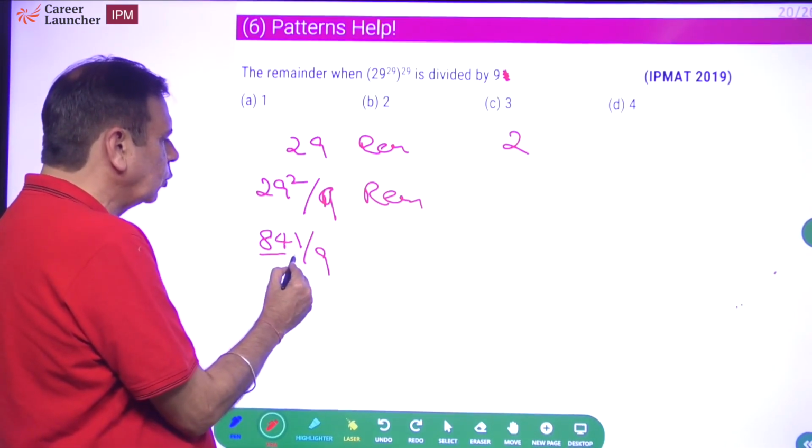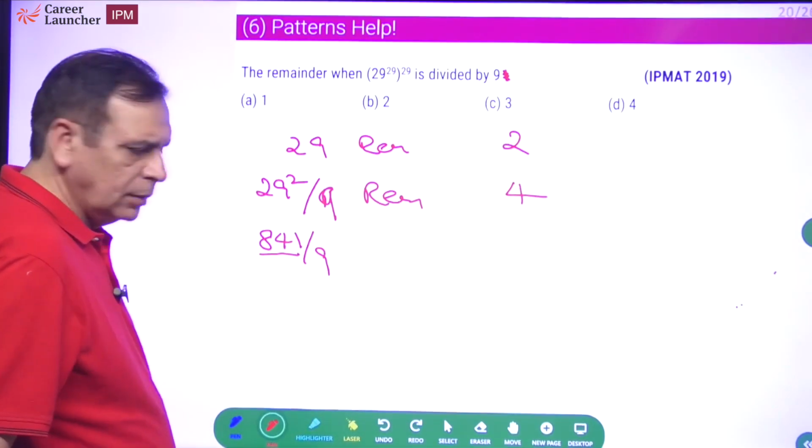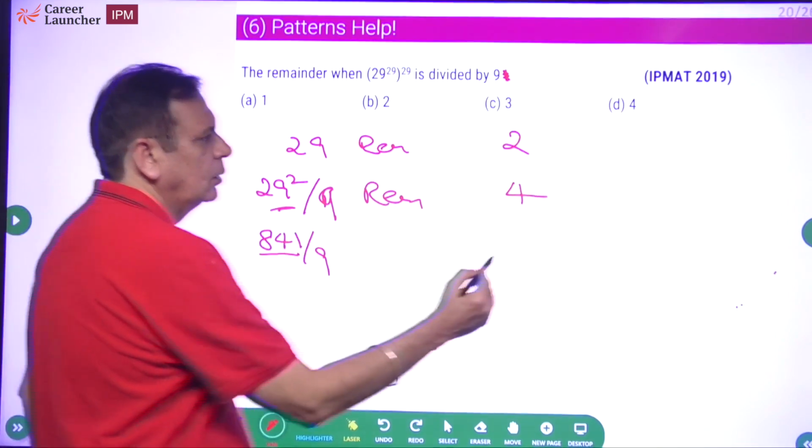What is the digit sum? 8 plus 4 is 12, and 1 is 13. 13 means 3 plus 1, 4, so the remainder will be 4. Right? Now, इसको मैं एक और तरीके से कर सकता था.